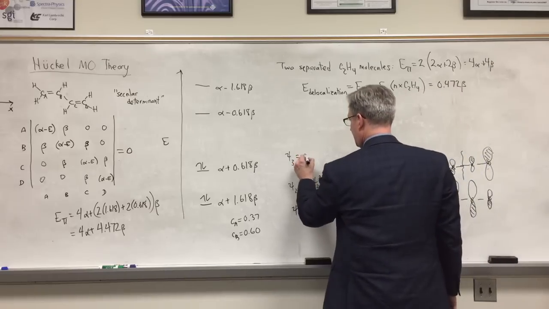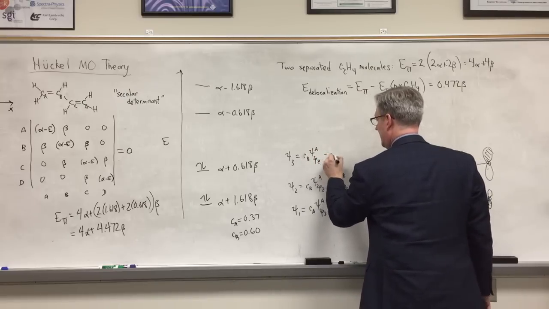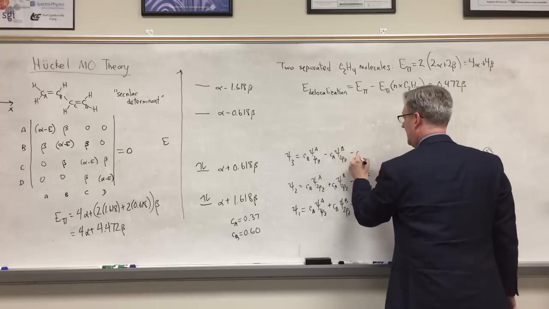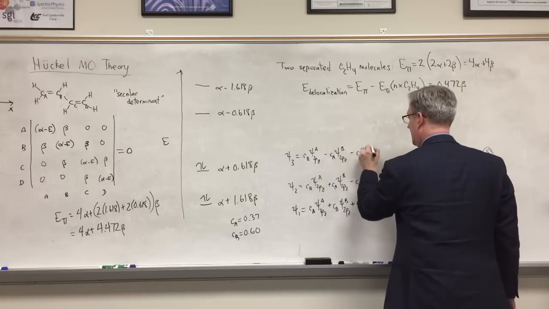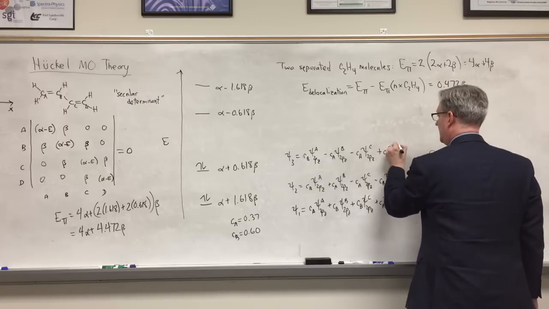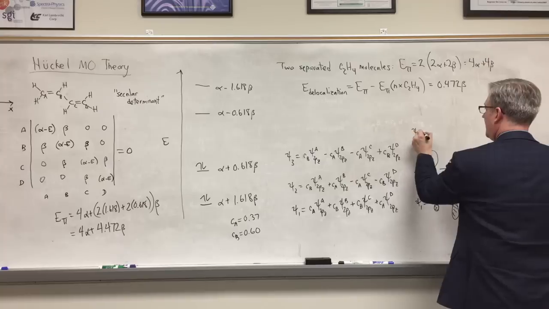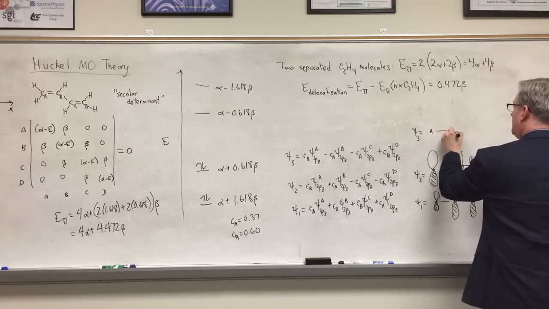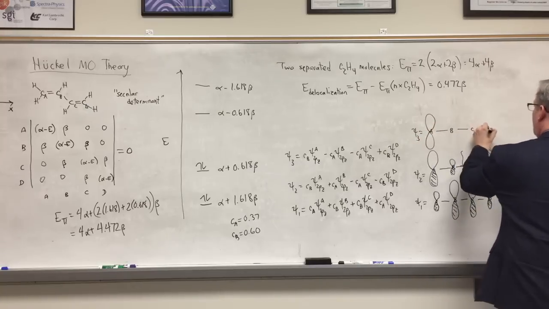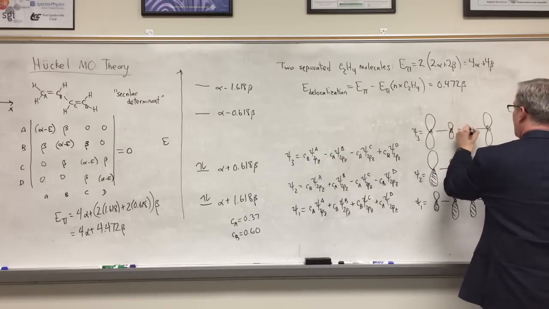So I get Cb psi 2pza minus Ca psi 2pzb minus Ca psi 2pzc plus Cb psi 2pzd. Look at the pattern of the coefficients. How does this work out? Psi 3 now looks like this. There's A, B, C, and D. The big lobes are still on the outside because that's Cb. The small lobes are still on the inside.